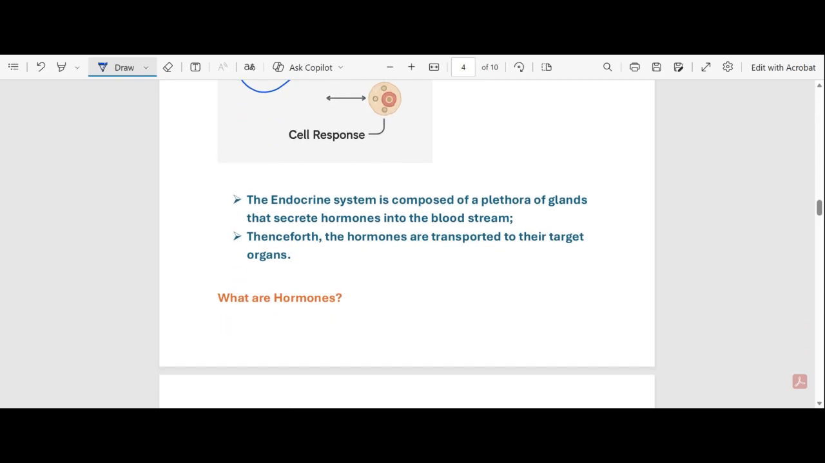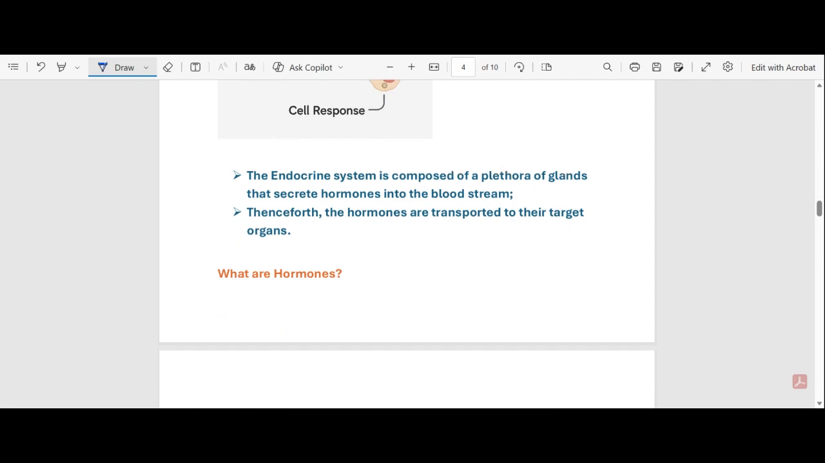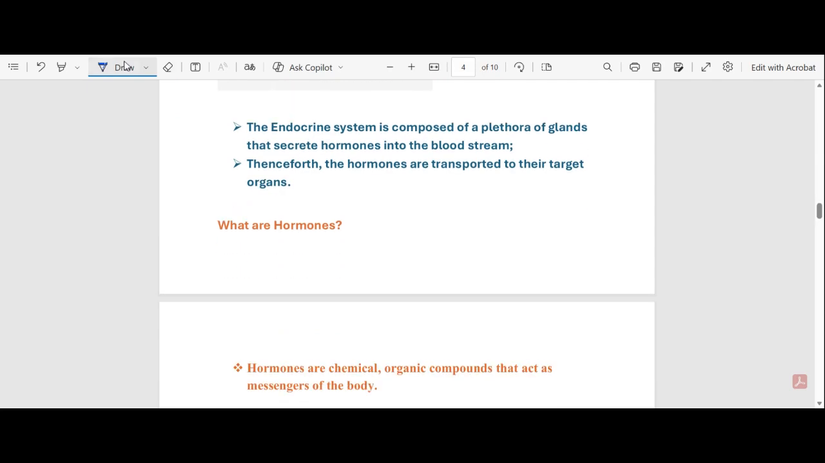Right, so this is the definition of the endocrine system. The endocrine system is composed of a plethora of glands that secrete hormones into the bloodstream. Thenceforth, the hormones are transported to their target organs through the bloodstream. What are these hormones? I've been mentioning the word hormone without explaining it. Let me explain what hormones are.